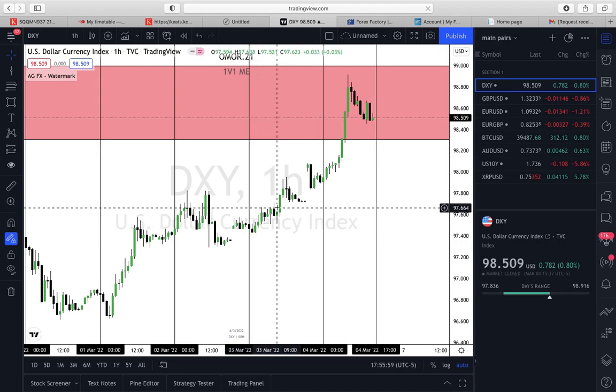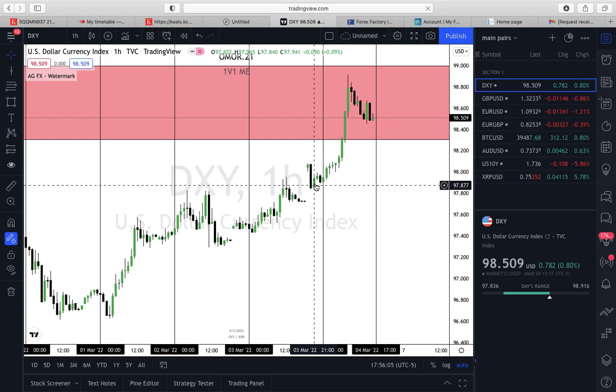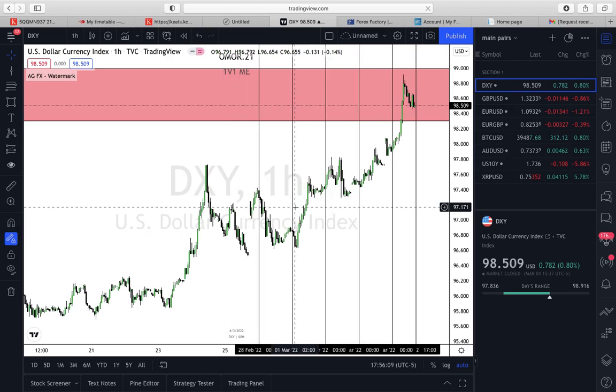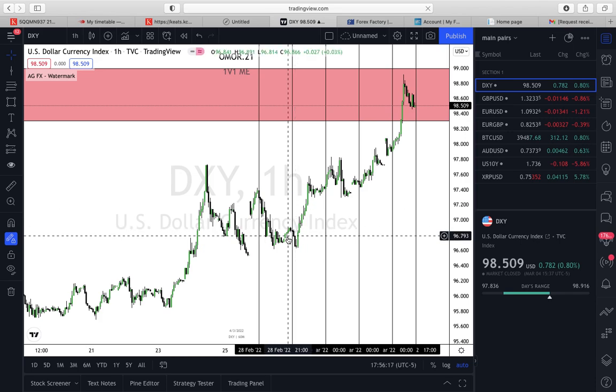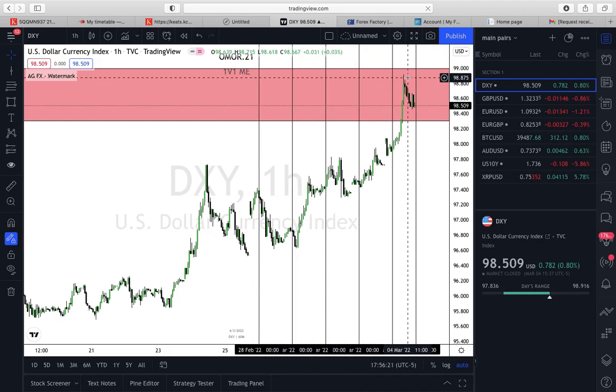Moves up, gaps, fills in a lot of the gap, and we make the high of the week. So the anatomy of this weekly candle of the DXY was what? Low of the week on Monday, and price pushed up onto Friday, making the high of the week.